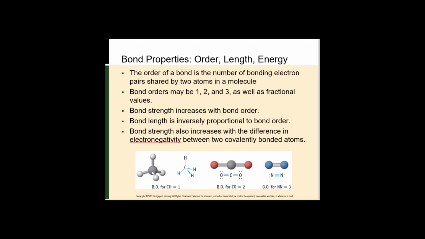The bond order is 2 when 2 electron pairs are shared between atoms, like in carbon dioxide when we have a double bond. The bond order is 3 when 2 atoms are connected by 3 bonds, like in N2. The bond strength increases with bond order. So a single bond is weaker than a double bond, which is weaker than the triple bond. So we've got bond orders of 1, 2, and 3.